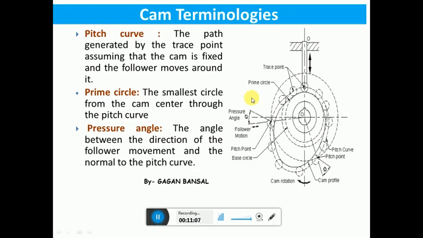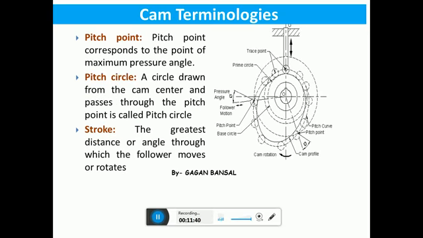And what is the pitch curve? The path generated by the trace point, assuming that the cam is fixed and the follower moves around it. And what is a prime circle? The smallest circle from the cam center through the pitch curve is known as prime circle. And as we have discussed earlier also, the pressure angle is the angle between the direction of follower movement and the normal to the pitch curve.